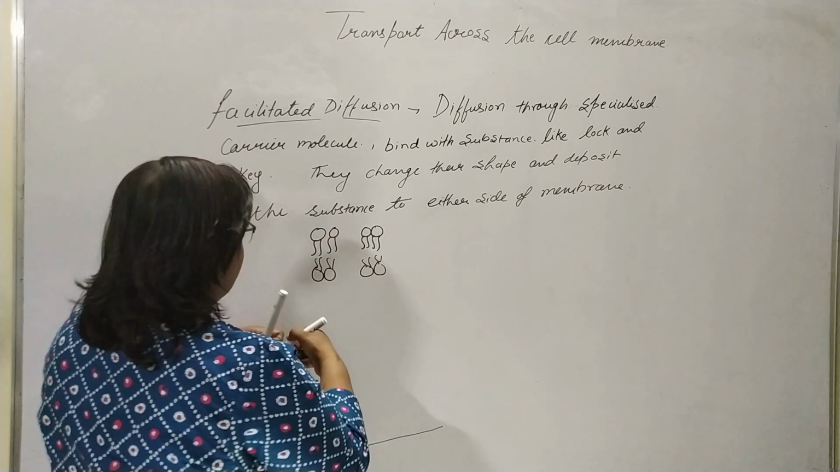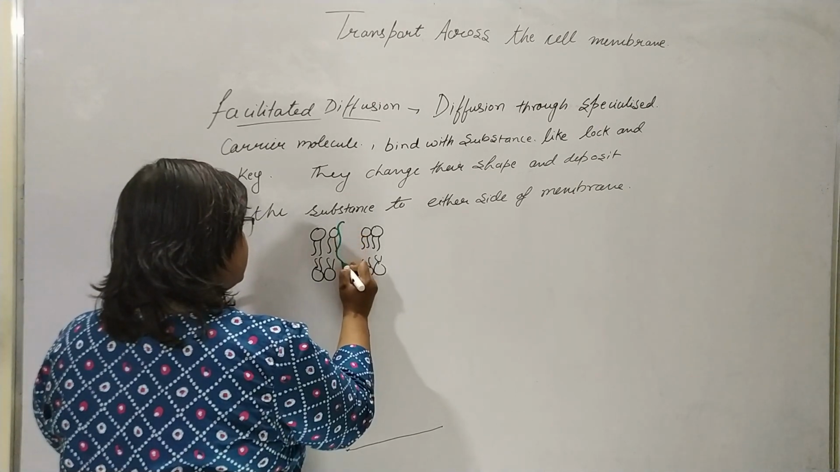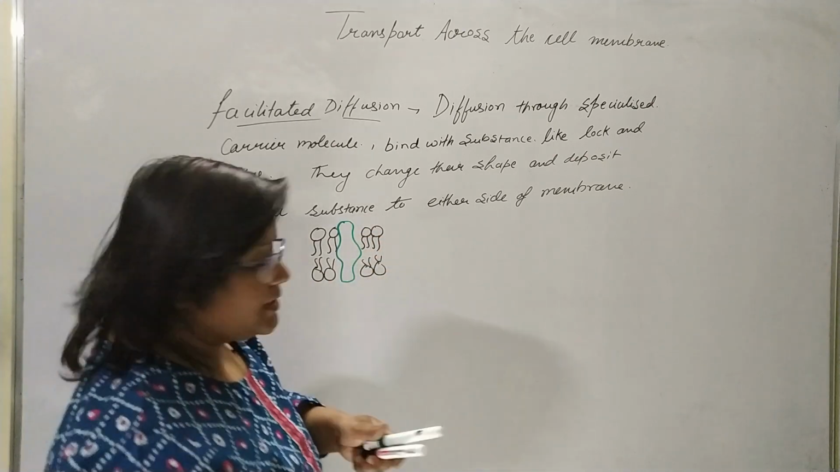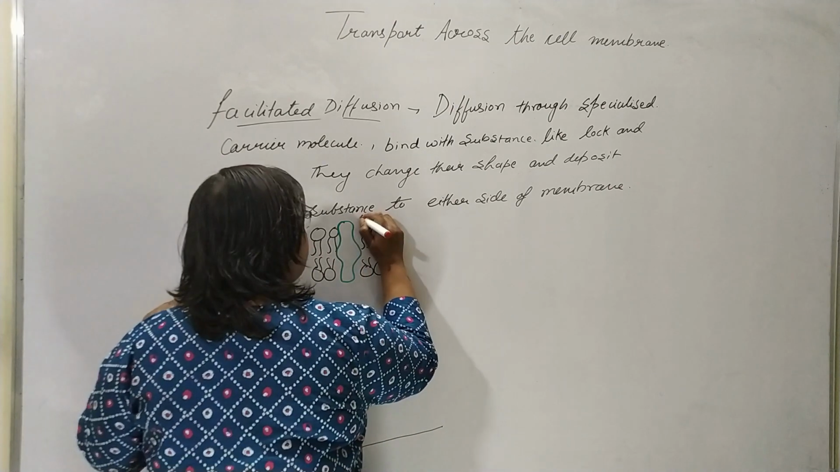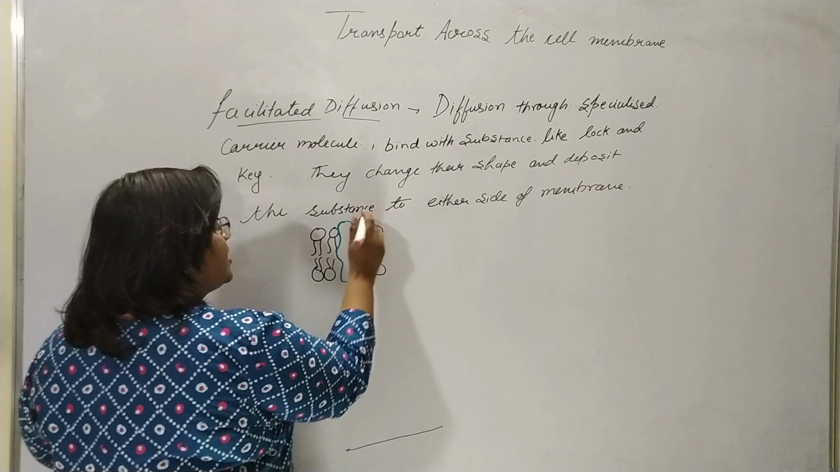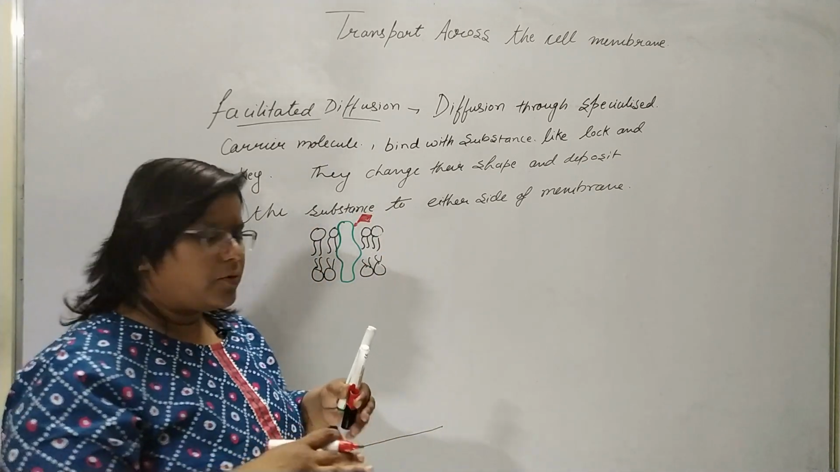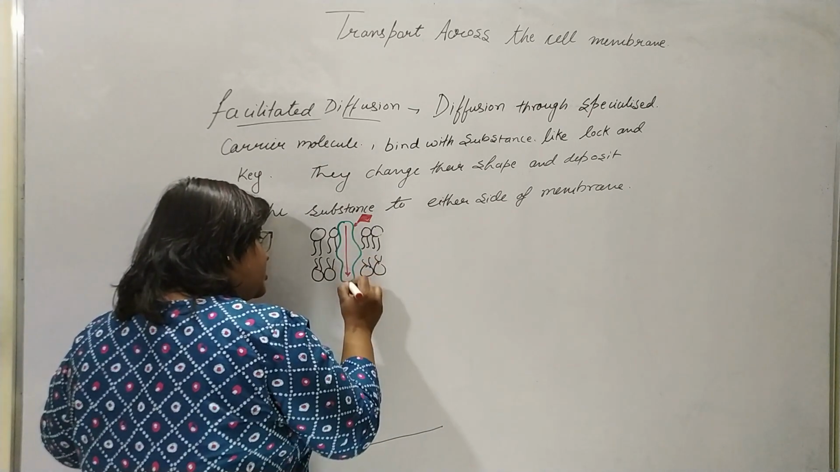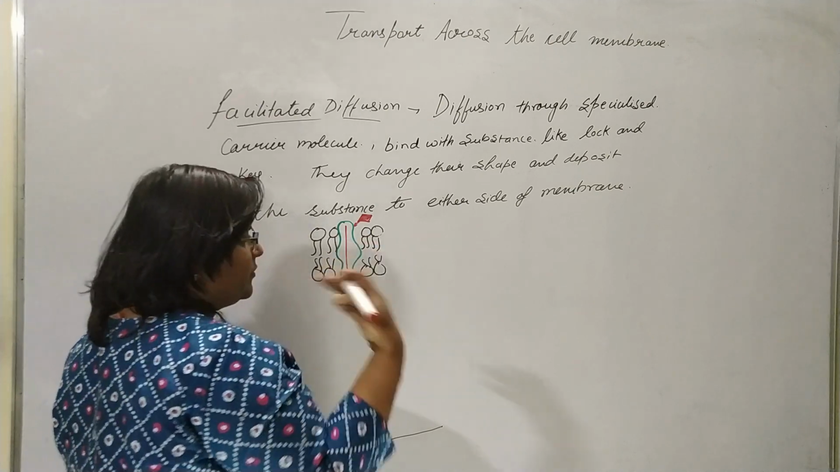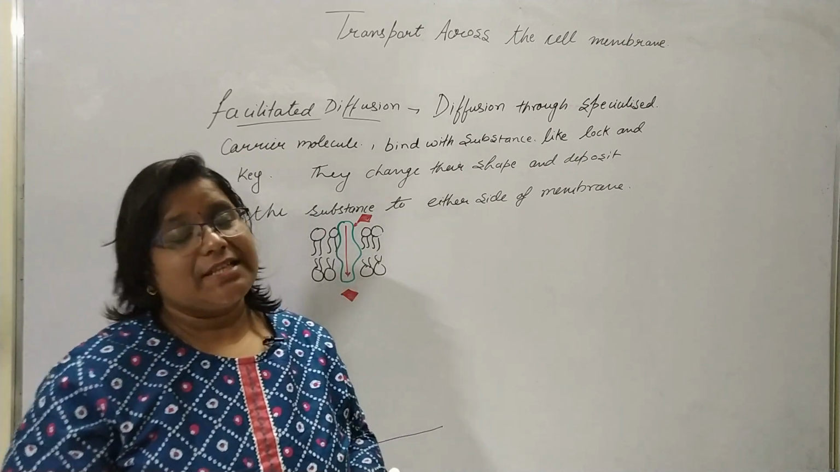Okay, so here the carrier proteins or carrier molecules bind with the particular substance by changing their shape. Means some changes will occur in their shape so that the molecule will bind to the carrier molecule and they will diffuse to either side of the membrane, either diffuse in or diffuse out. So this kind of diffusion is known as facilitated diffusion.